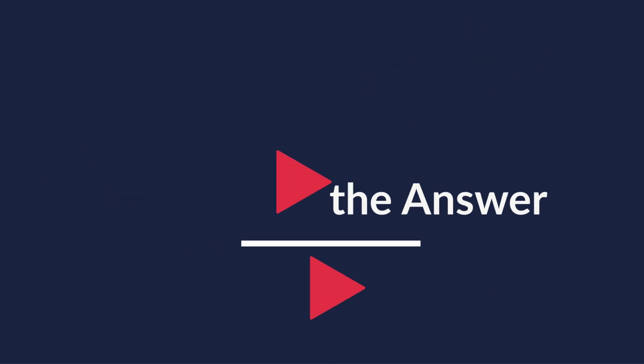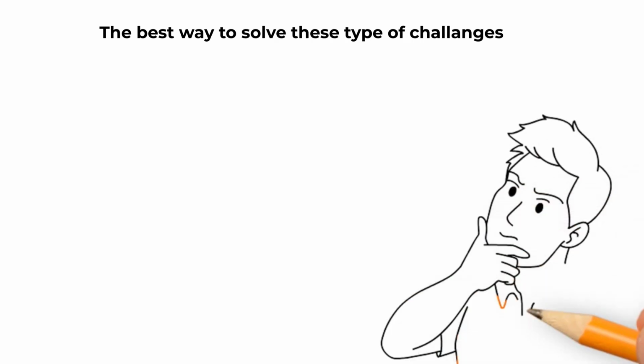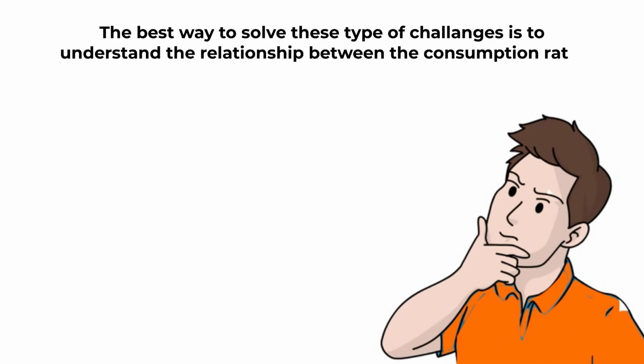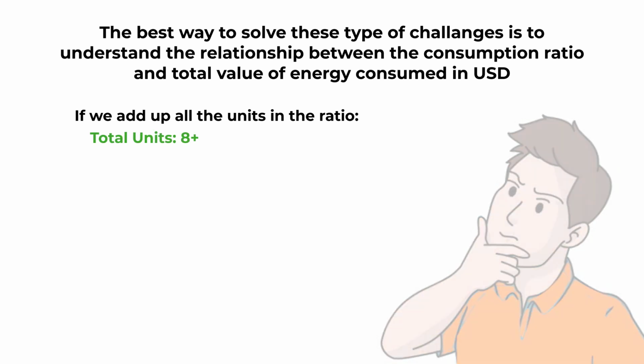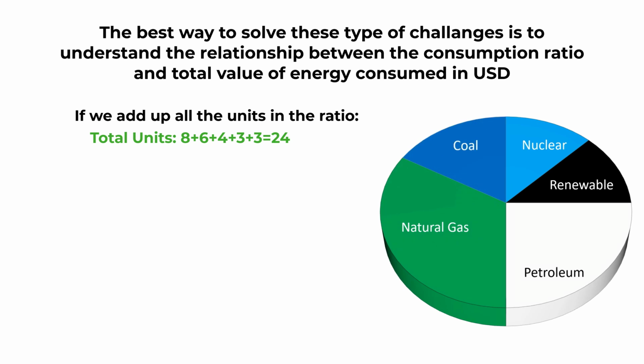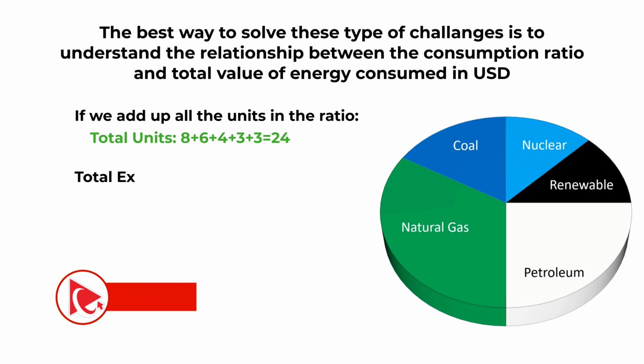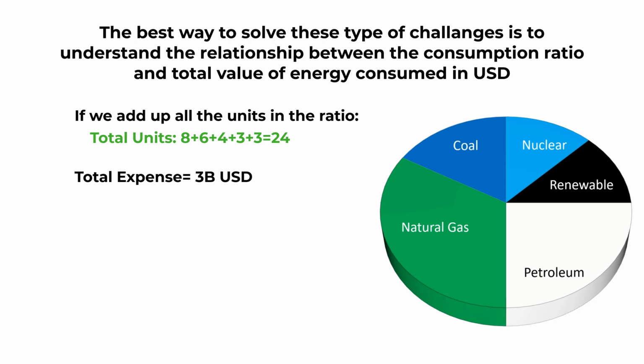The best way to solve these types of challenges is to understand the relationship between the consumption ratio and total value of energy consumed in US dollars. If we add up all the units in the ratio, we will get to the sum of 24, because 8 plus 6 plus 4 plus 3 plus 3 equals 24. Our total consumption expense is $3 billion, but answers are presented in million dollars. So we need to convert $3 billion into million dollars, which would be an equivalent of $3,000 million.